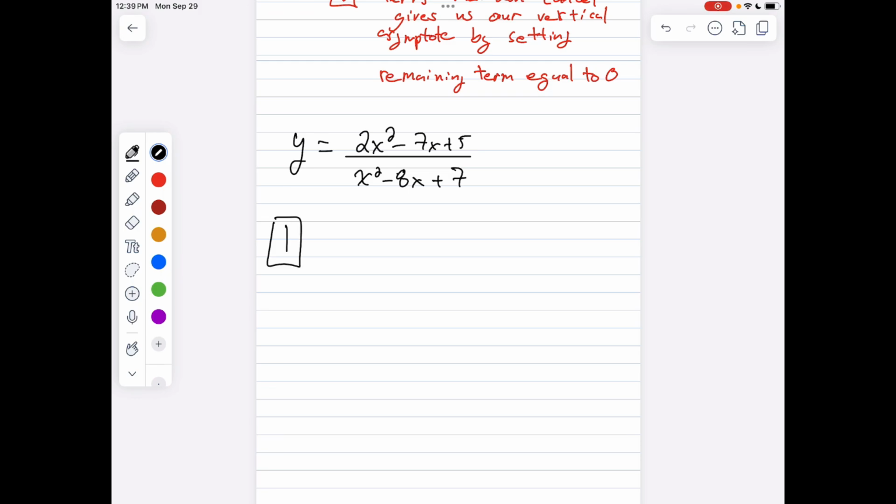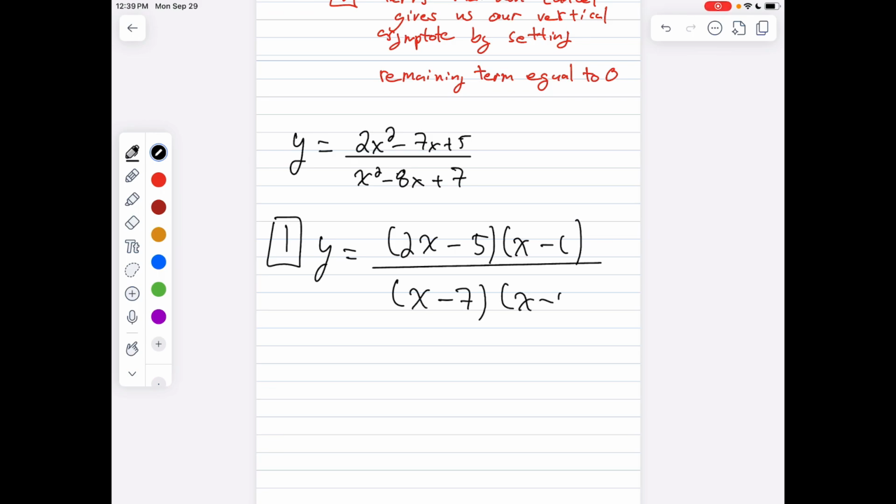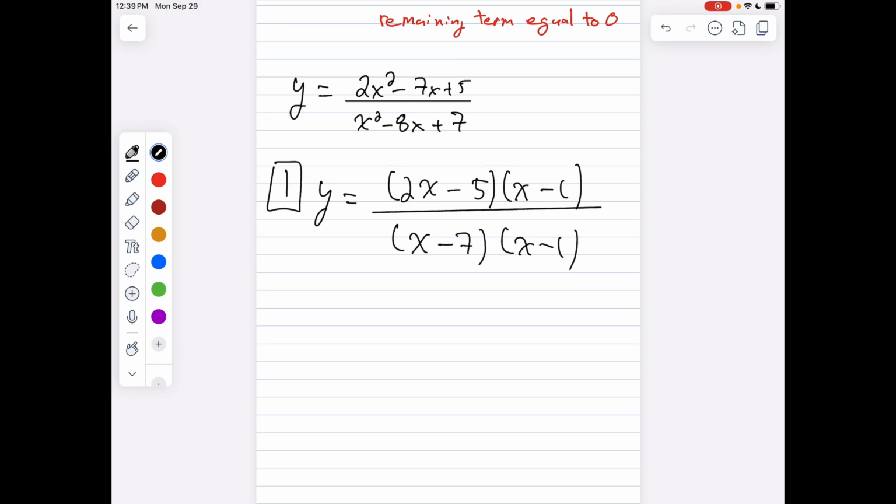So the numerator would factor out as 2x, and I would stop the video just so you can get some practice. If you need some help with the factoring, it would factor as 2x minus 5 times x minus 1. And then the denominator will factor out as x minus 7, x minus 1. Okay. And what happens here is the x minus 1's cancel and go away. And you would have a location of a hole, which is located when x minus 1 equals 0, or in this case x equals 1.